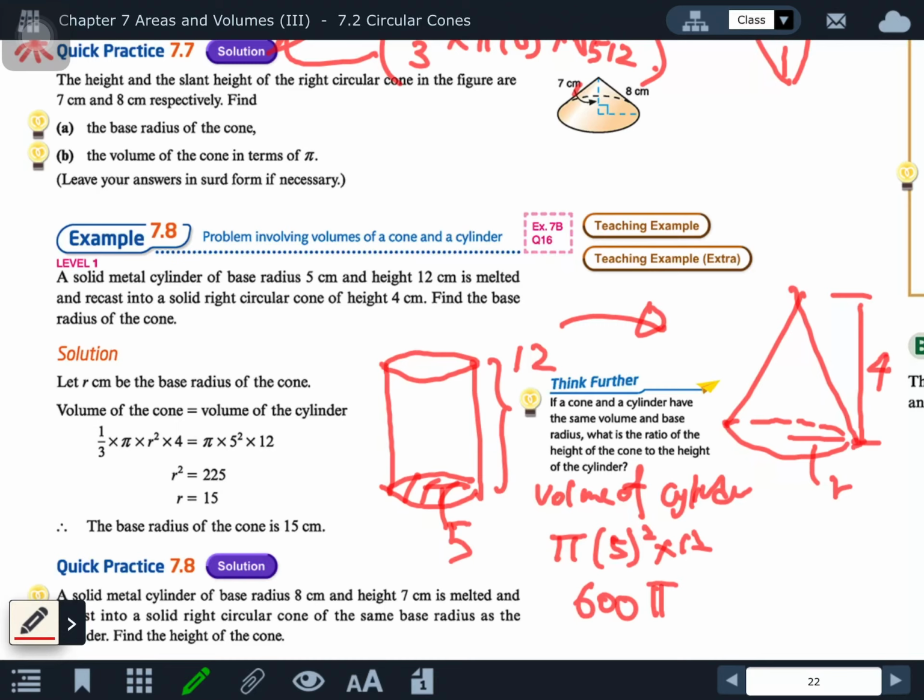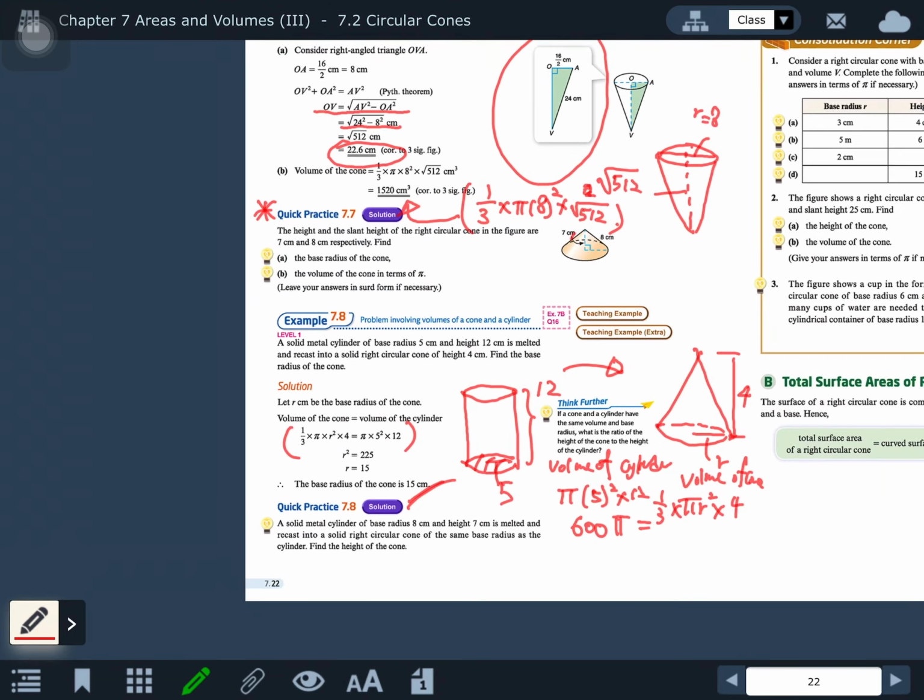And then the volume of the cone, because we don't know r, it should be 1 over 3 times pi r square times 4. You will see we make it an equal sign here, because this volume equals the cone's volume. By using this formula, you will see that r square equals 225, r equals 15. And then you will get the answer for this.